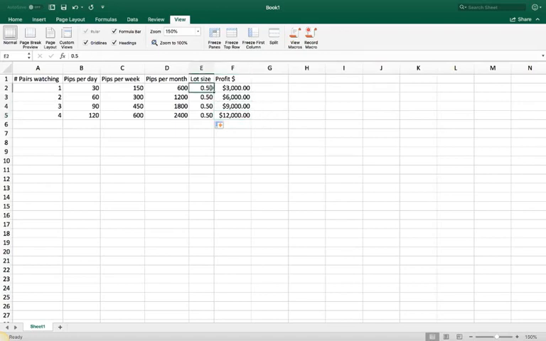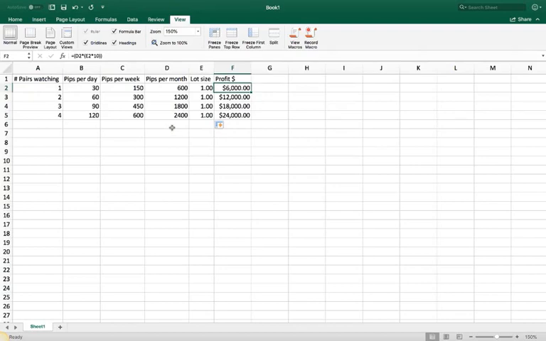So if you can up your lot size, let's take it to one lot, because the goal is to be able to trade standard lot sizes, and trade multiple pairs, and then get this kind of income. Just watching one pair, scaling up to one lot size, that's $6,000 extra a month, 30 pips a day. So it's not about working harder. It's not about getting the most pips. It's about quality setups, scaling up your lot size, and catching those setups that will pay out those 30 pips every day, and you can make this kind of money.